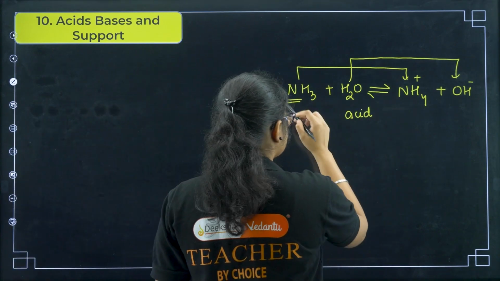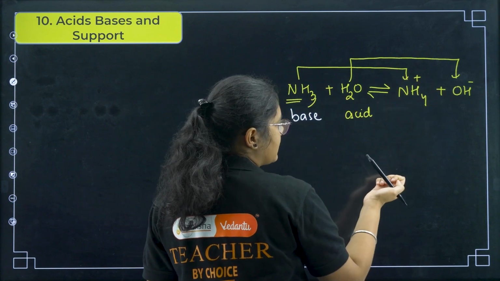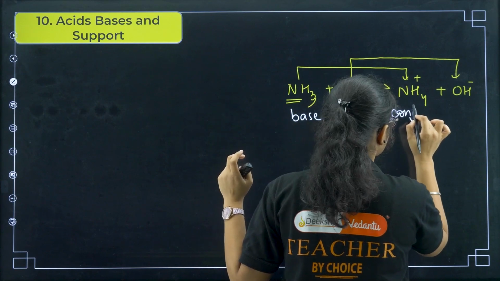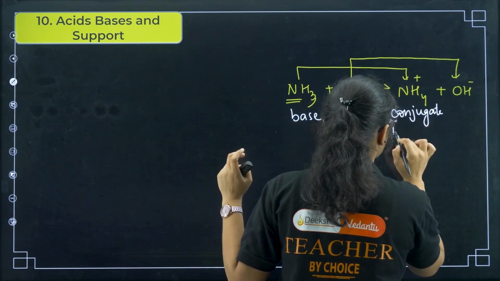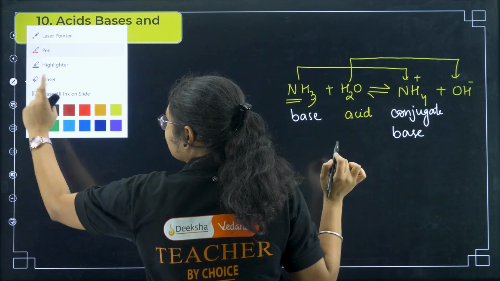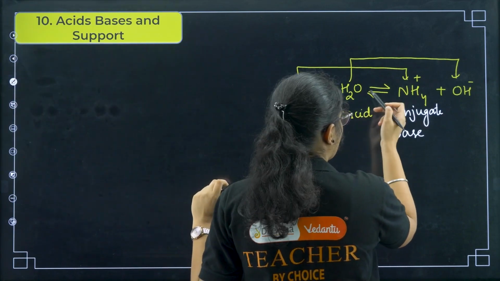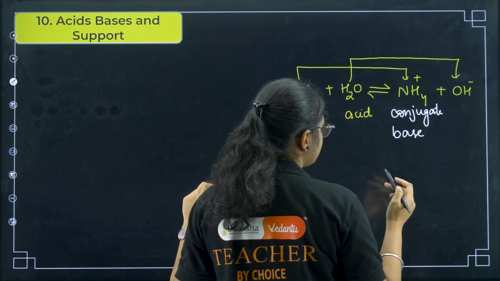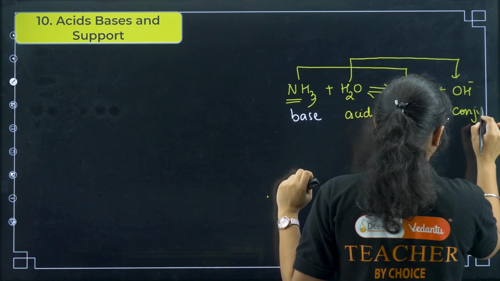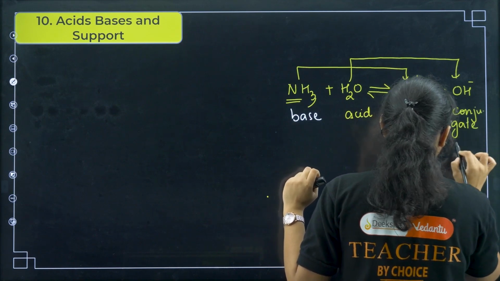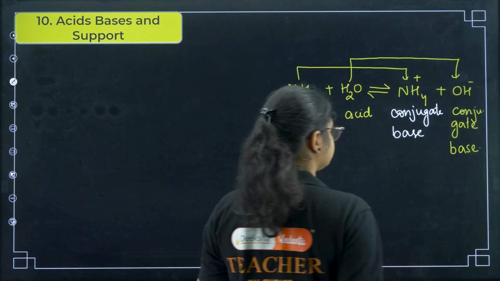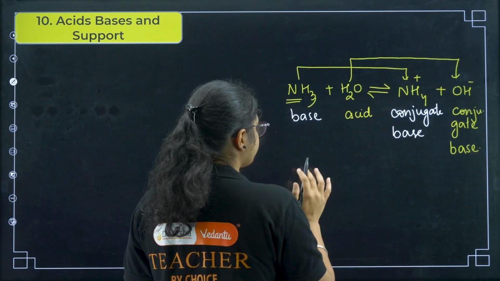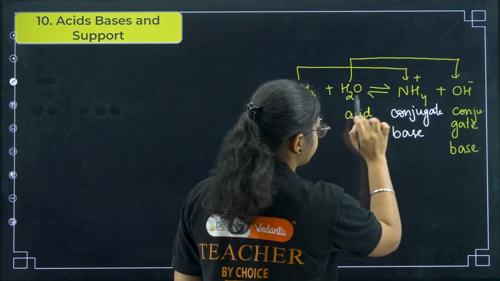Now I told you if there is a base, the product formed after accepting one hydrogen is called the conjugate acid. And the product formed after losing a proton, here H2O has lost a proton to give OH minus, is the conjugate base. Clear? Understood? So what is the conjugate acid base pair? NH3 and NH4 plus, H2O and OH minus.